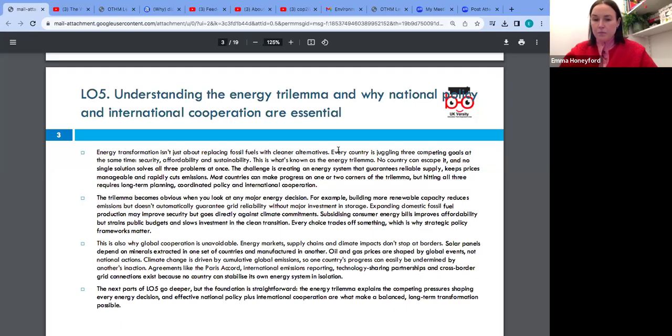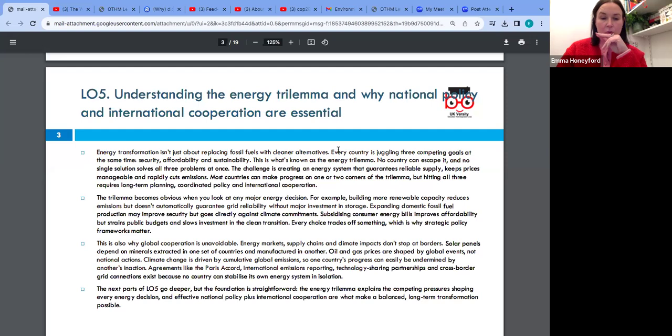There has been an increased turn to subsidising consumer energy bills to improve affordability. But then there's an economic cost on governments and the public. So it's about considering all different parts of the triangle. Every choice trades off something, which is why strategic policy frameworks matter. So again, going back to the role of policy as a catalyst for energy security, we're going to go into that in a minute a bit more.